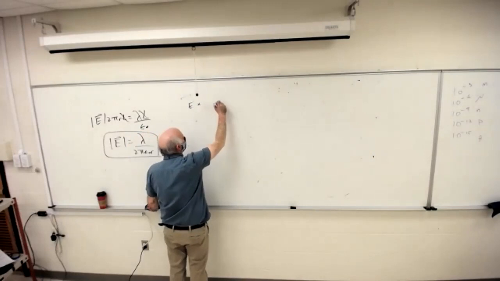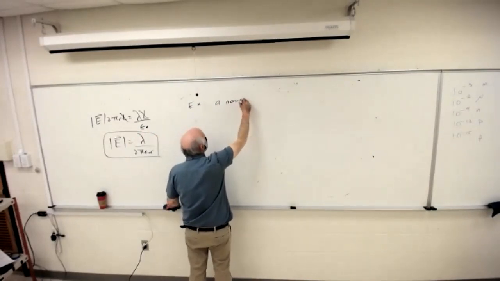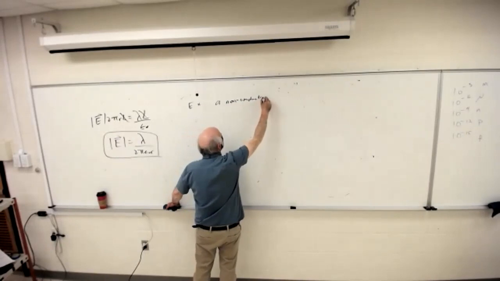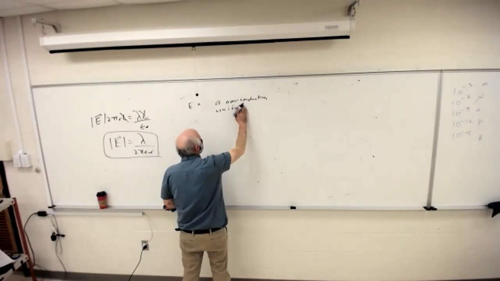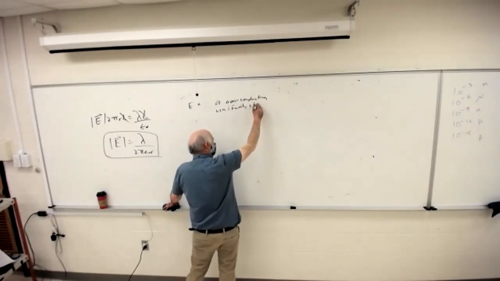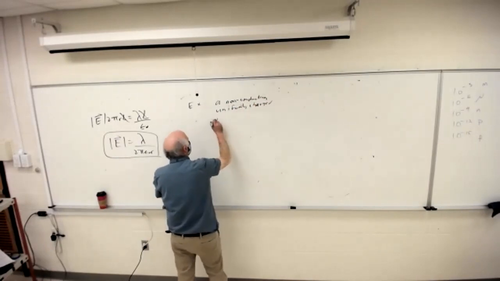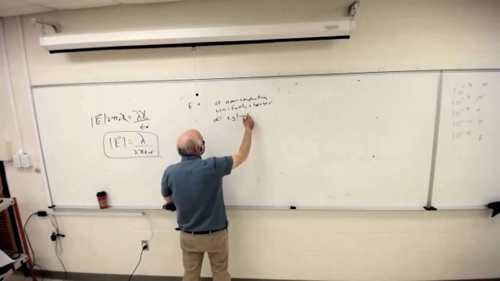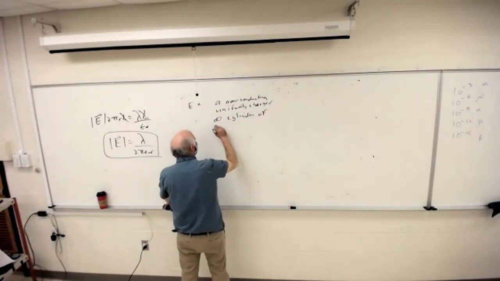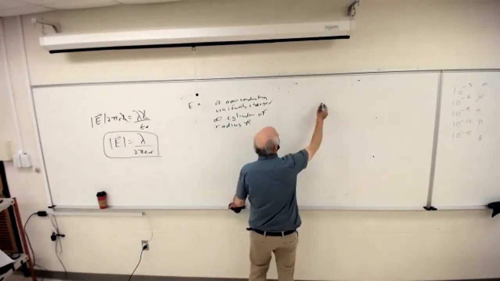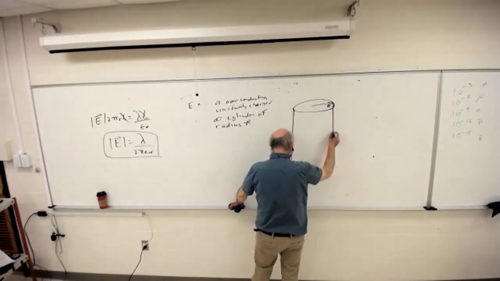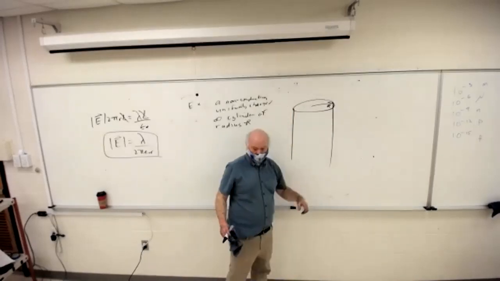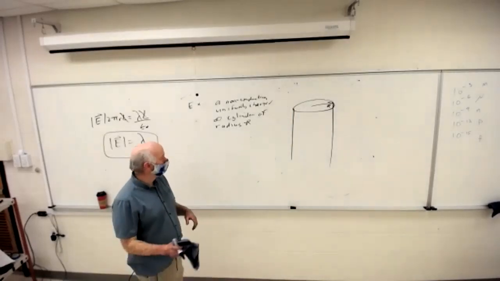So consider a non-conducting, uniformly charged infinite cylinder of radius R. It's going to look like this, and it goes infinite in that direction as well. What we're going to do is find E everywhere.